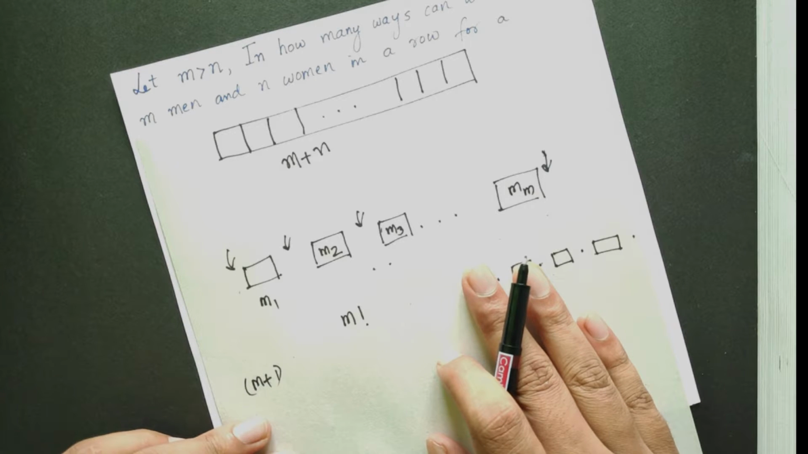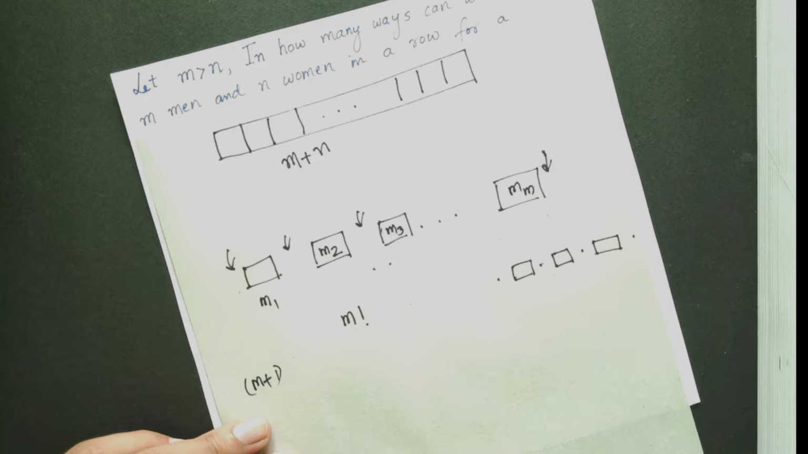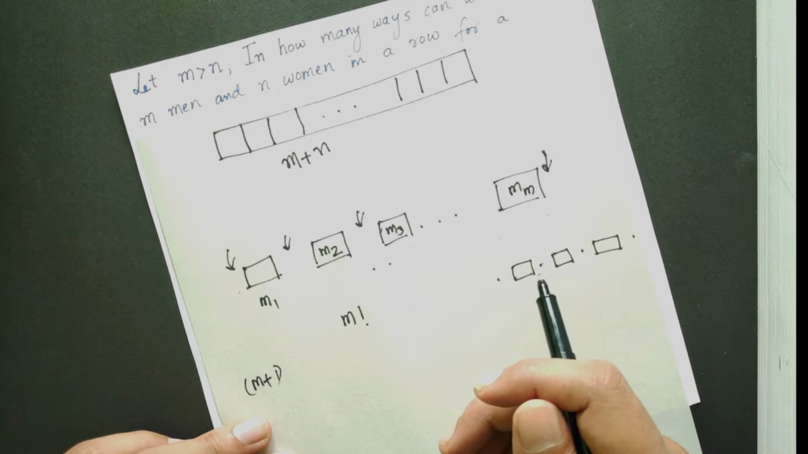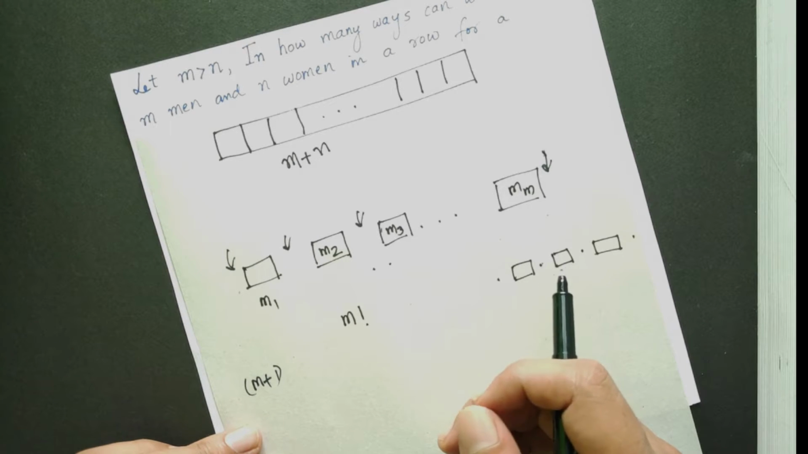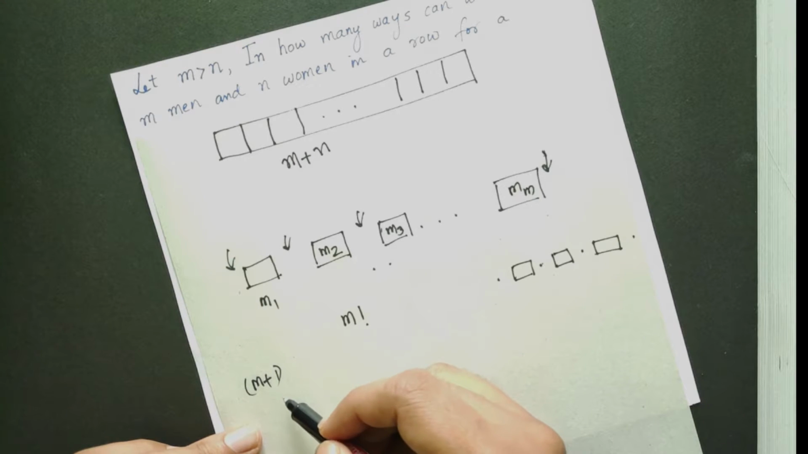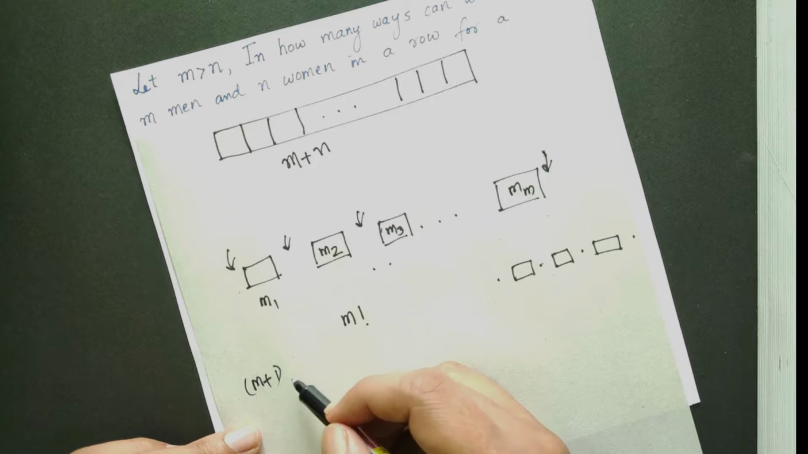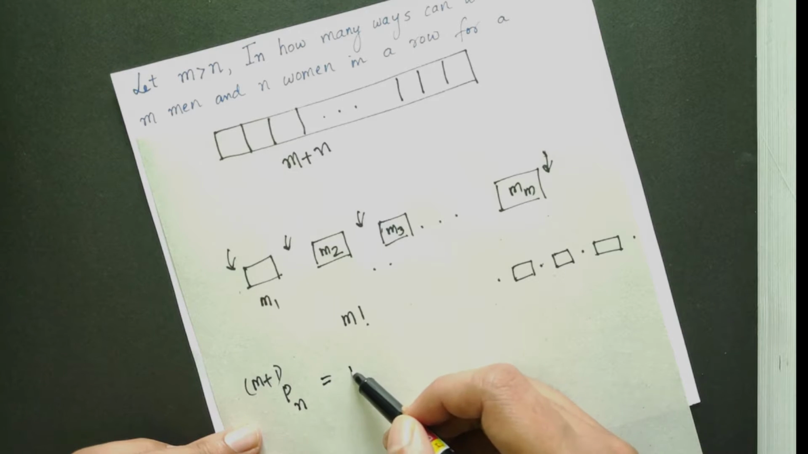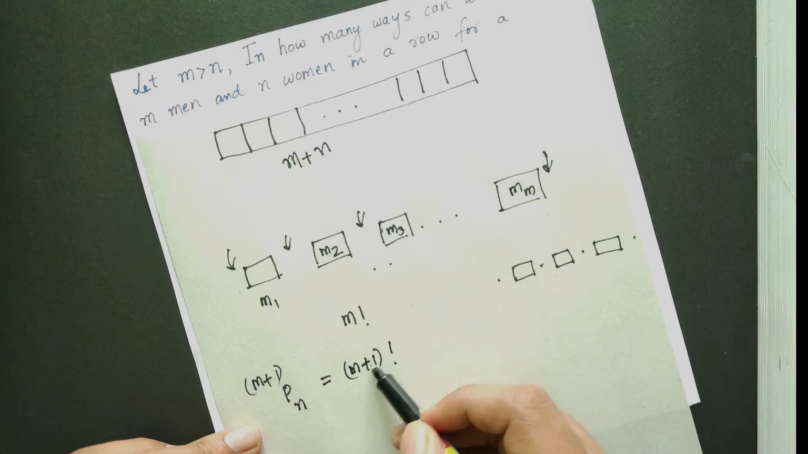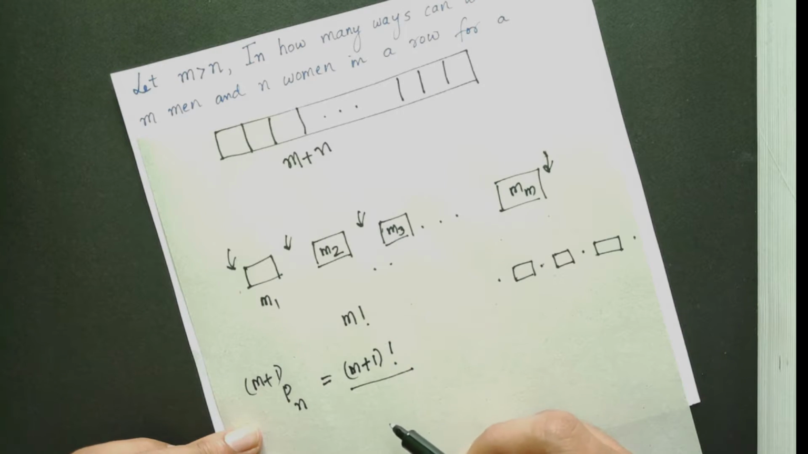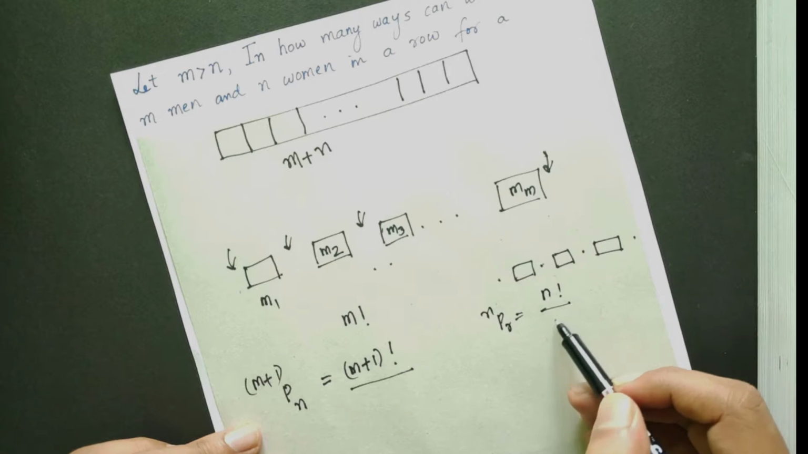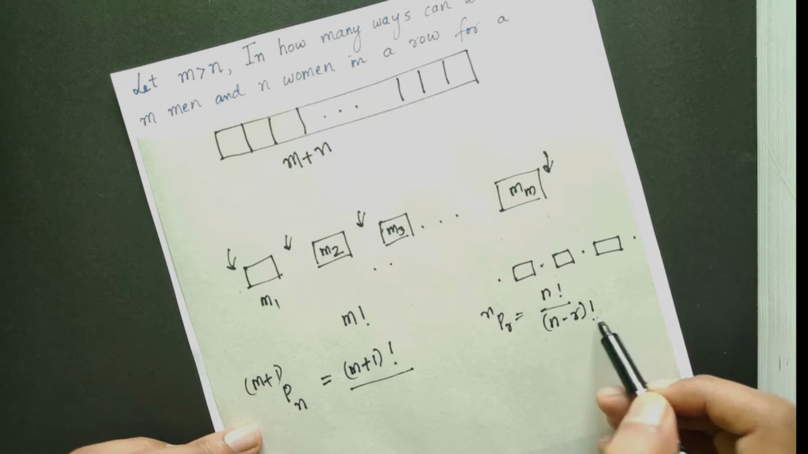If you have studied a little bit of permutations, then you will directly say that this is nothing but selection of m plus 1 positions by n women. It is (m plus 1)Pn, right? This is nothing but m plus 1 factorial, right, divided by, what is the formula? nPr is equal to n factorial divided by n minus r factorial, right?